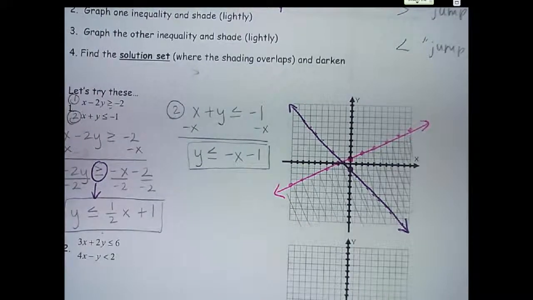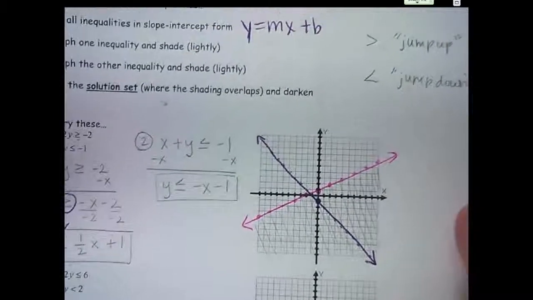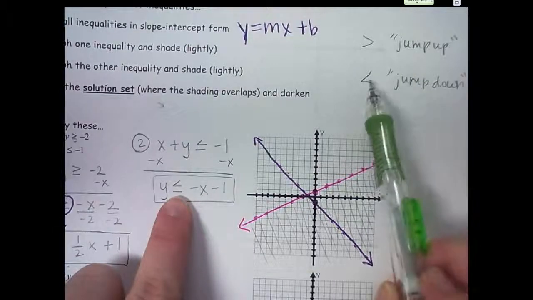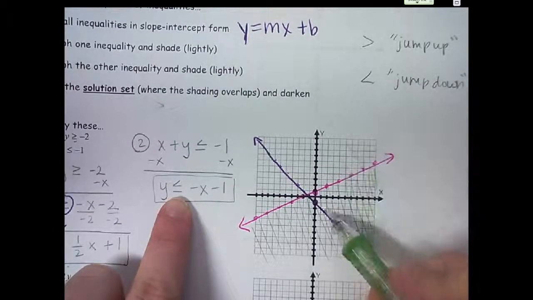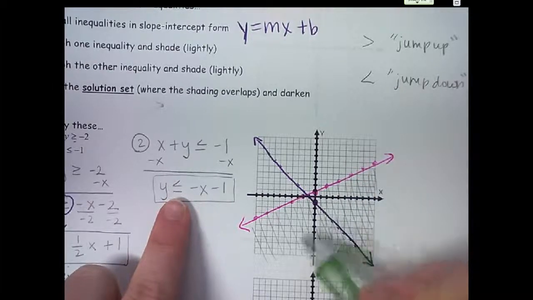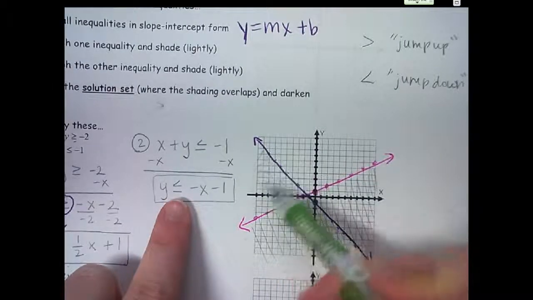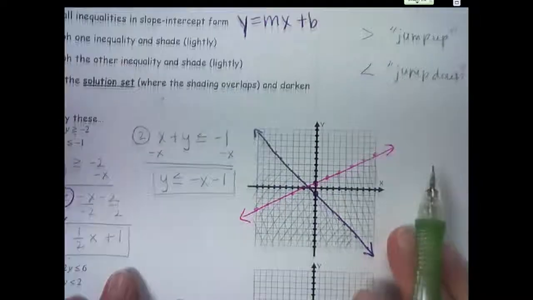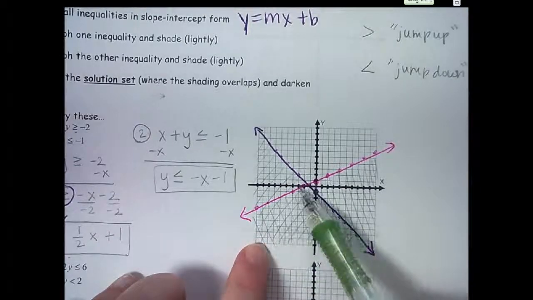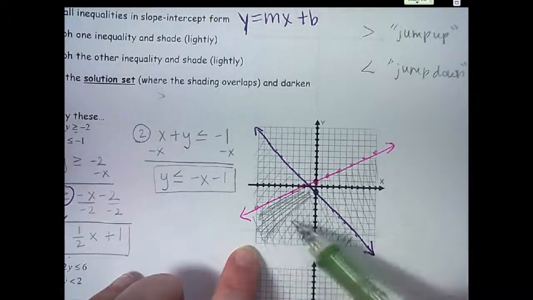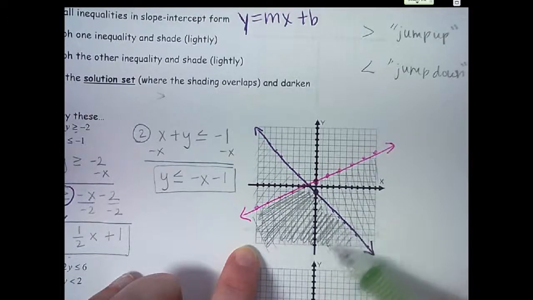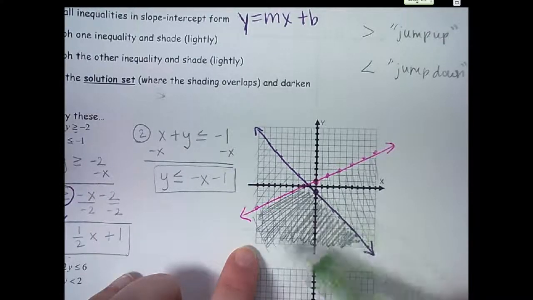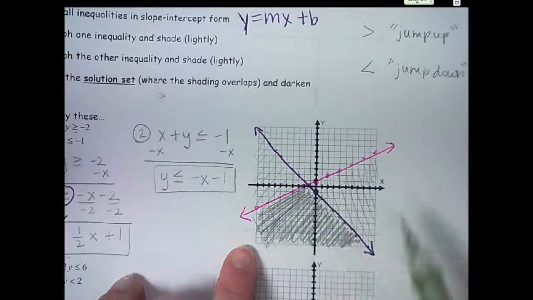So you want to do the new thing I was showing you, looking at less than or greater than. This is a less than symbol, so I jump down. So I go to my purple line that I just drew, and I jump down. So all of this gets shaded. So you can see it's double shaded right here, so then I just darken all of this. Because that is your solution area, your solution set, where the two shadings overlap.